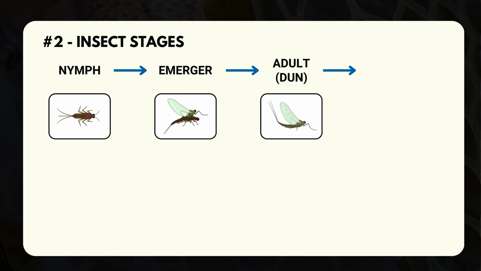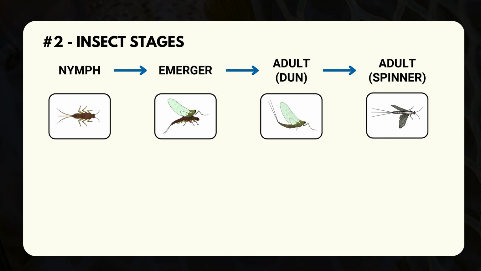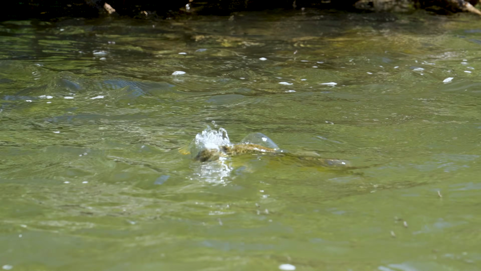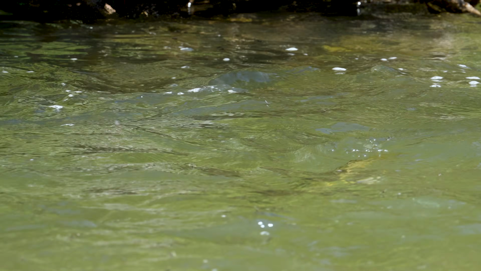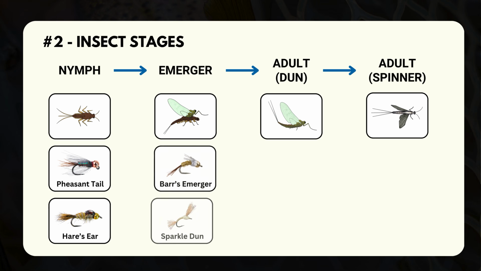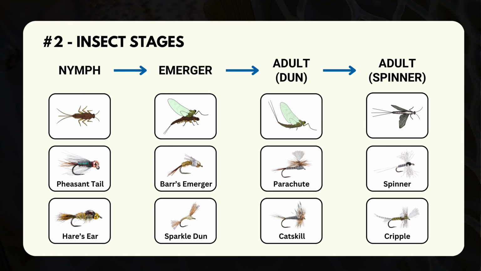So here we've got 4 distinct stages: nymph, emerger, adult dun, and adult spinner. Depending on the day or even time of day, fish can become keyed in on a specific stage. And because of that, not only do I have flies in my boxes that imitate mayflies, but I also have flies that imitate each stage of a mayfly's life cycle. Nymphs, emergers, and a bunch of different dries.